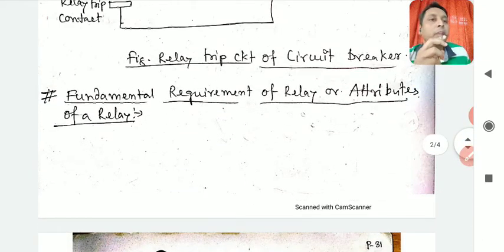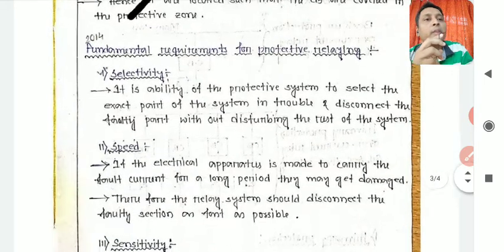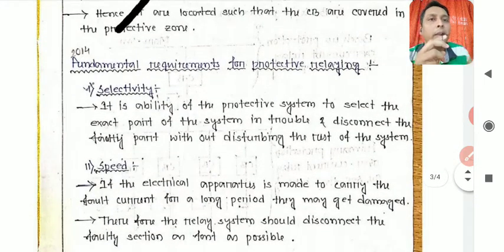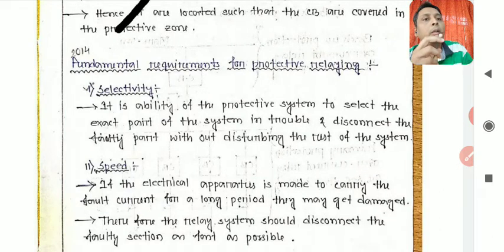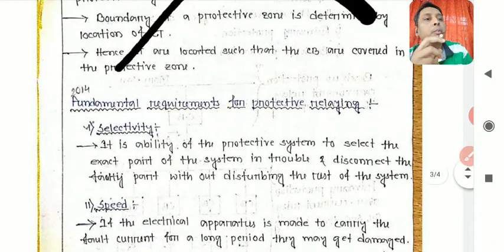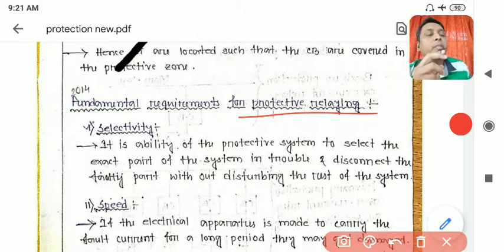Now the fundamental requirements of the relay, or attributes of the relay, are already there in your notes. So you don't look at this one. We will come to this one later in different notes. I will provide it. So what are the requirements of a relaying or relay? Fundamental requirements of protective relaying are basically the attributes, some features. What should be the features of the relay?